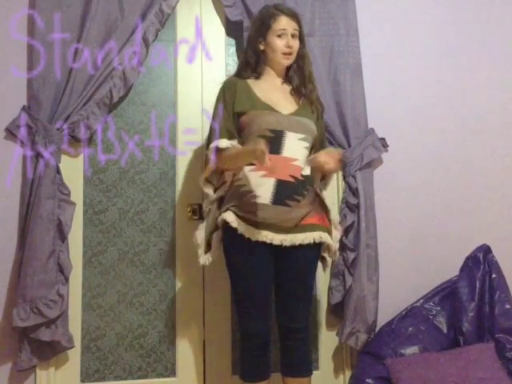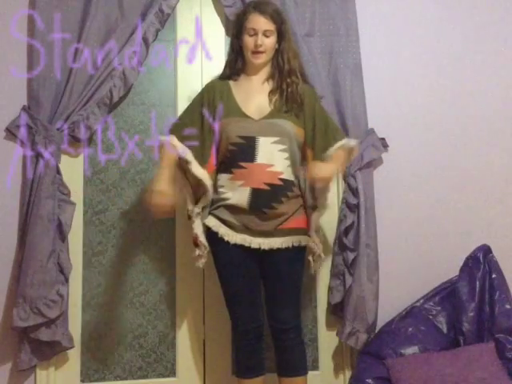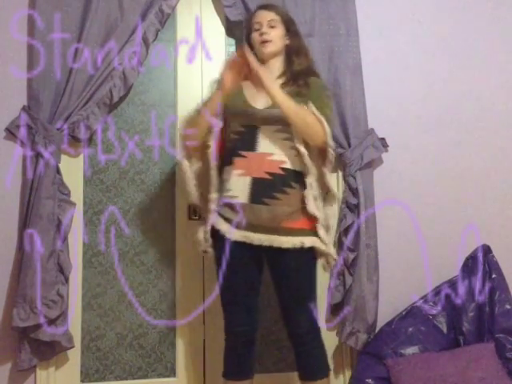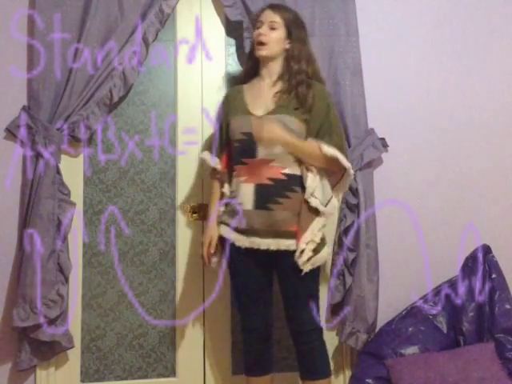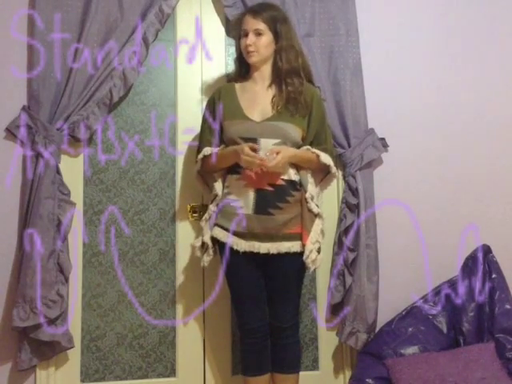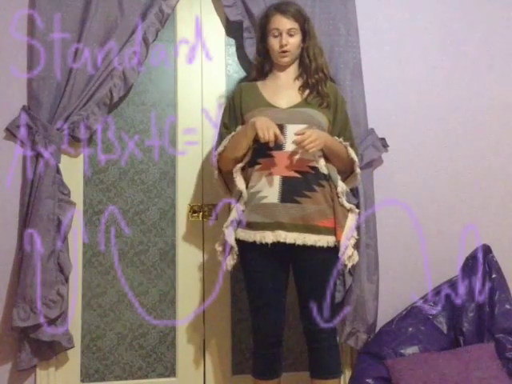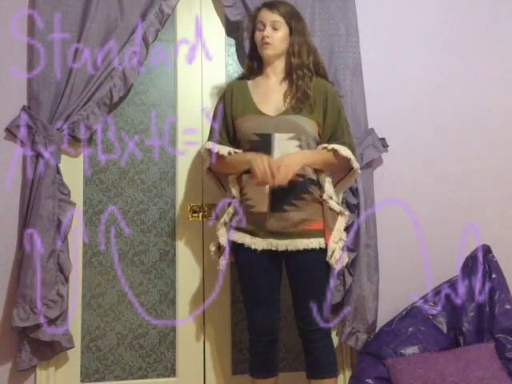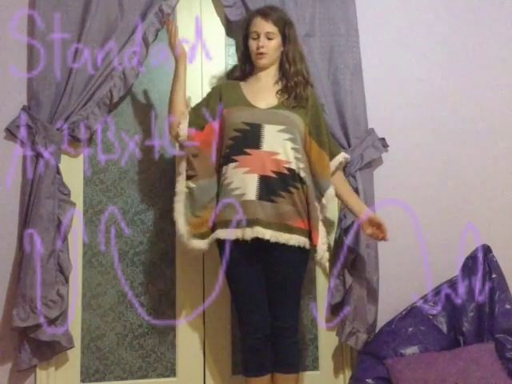Okay, so first let's talk about standard equation. So standard equation is ax squared plus bx plus c equals y. But what do all those numbers mean? A is basically going to determine how wide your parabola is, and if it opens up or down. If A is negative, meaning it's below 0, then it's going to open downwards. If A is positive, meaning it's above 0, it's going to open upwards.